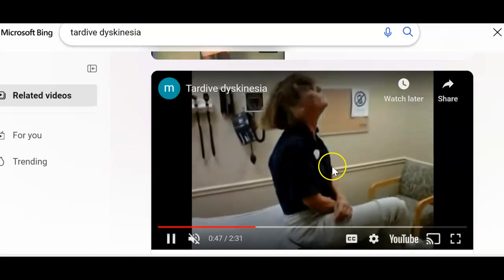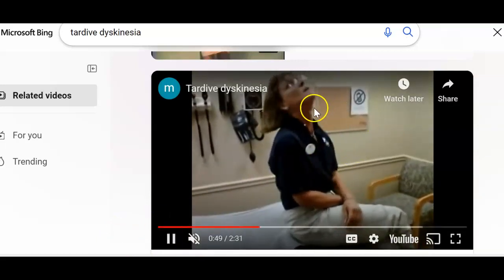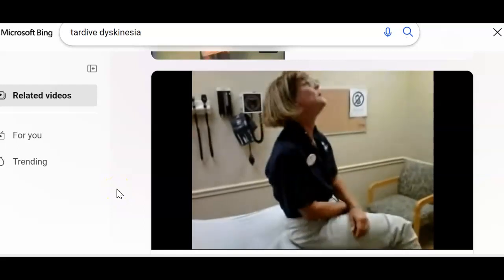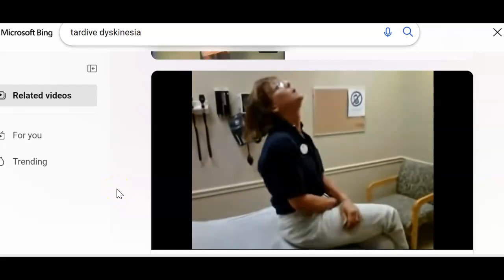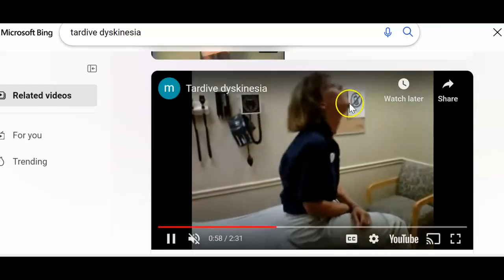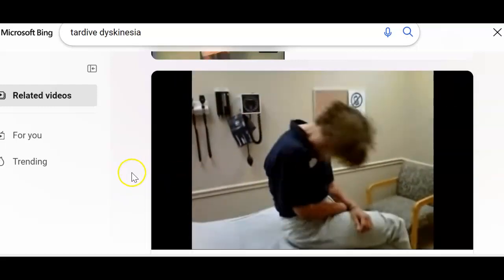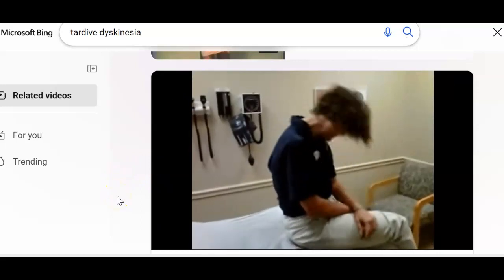lifelong. And this patient, if I had the sound on, you would know that she is completely alert and oriented, no effect on her cognition, just the muscle movements. She's completely aware of all of this, and this is her life.